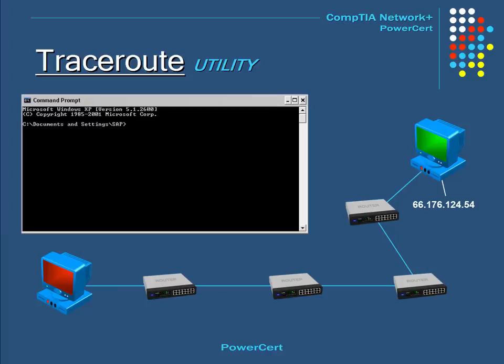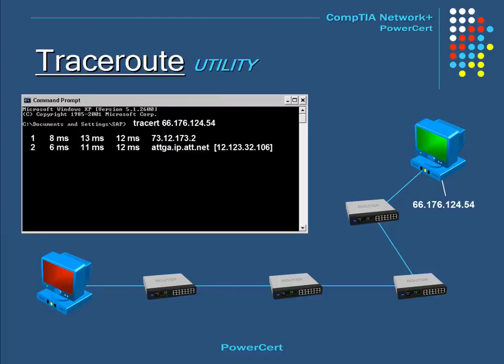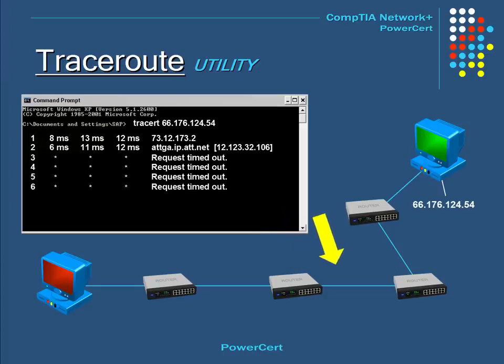So let's go ahead and trace route this IP again. And let's suppose that this time there was a problem. So let's type in tracert, then the IP address, and as the data packet goes on its path, it'll tell us at which area the problem lies. And the data packet stops right here. So the tracert utility has isolated that the problem is somewhere between these two routers.